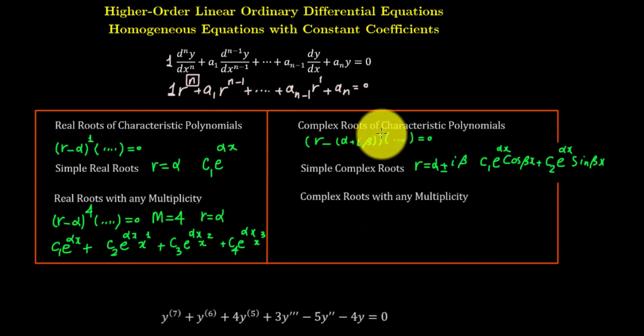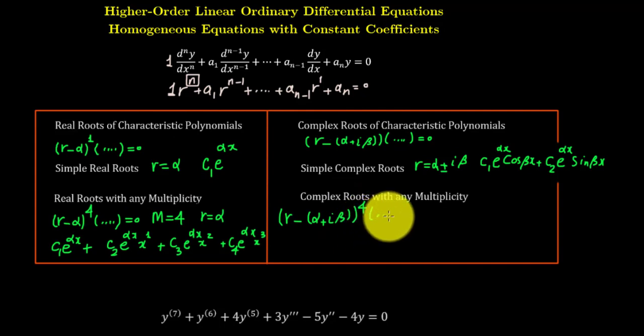But this was when the multiplicity was 1. What if the multiplicity is more than 1? Meaning it's not a simple root, but we have multiplicity of 2 or more. Let's say you have r minus (alpha plus i beta) to the power of, let's say, 4, like the previous case, times other terms equal to 0. In this case, we will treat it exactly the same as when we had the real roots. As you saw, we added some extra terms up to one less than the multiplicity.